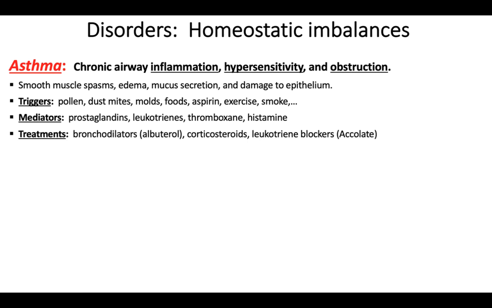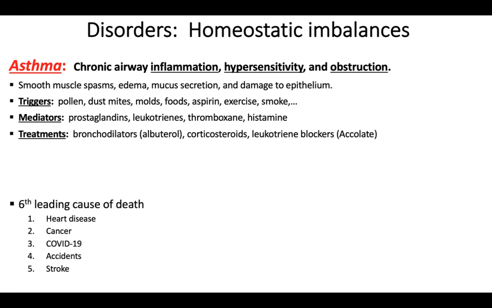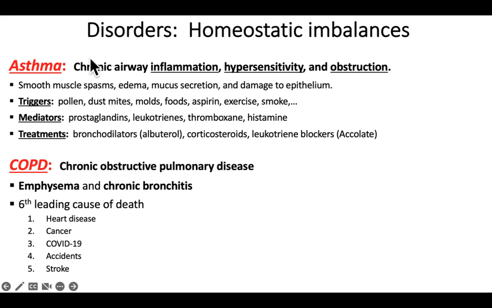How do we treat asthma? Many people will take bronchodilators. An example is albuterol. It'll relax the muscle. So the bronchodilators go at the muscle spasms. Corticosteroids go at the prostaglandins and leukotrienes. And then you can also take a medication that's not a steroid, but it can block the leukotriene receptors.